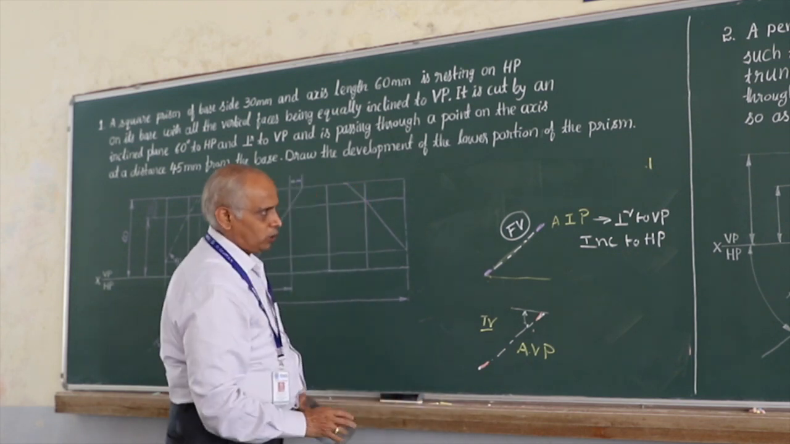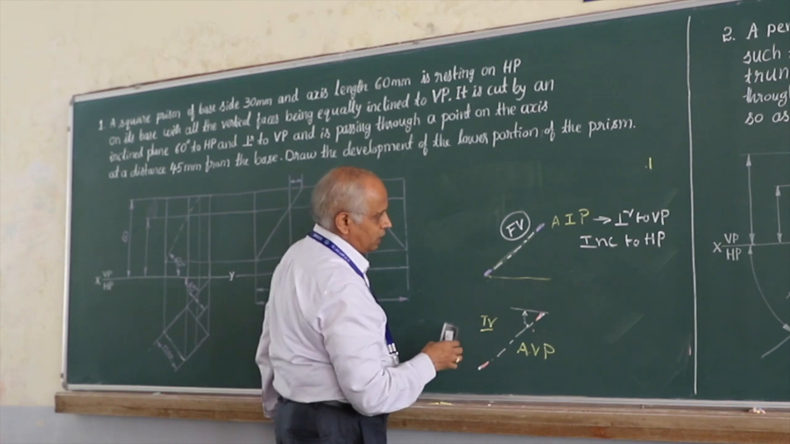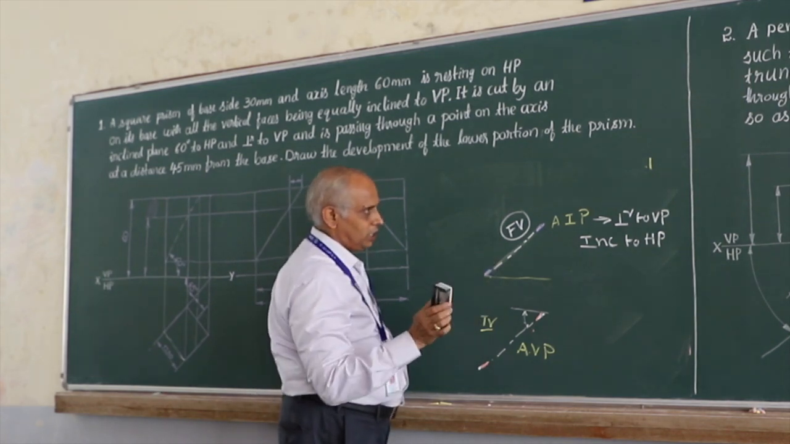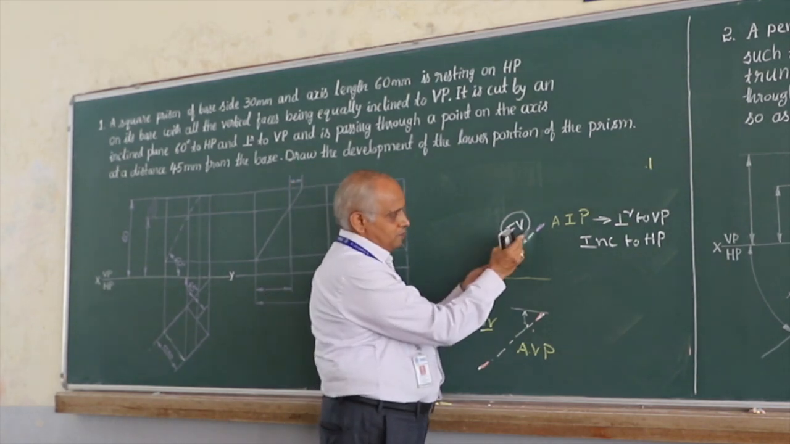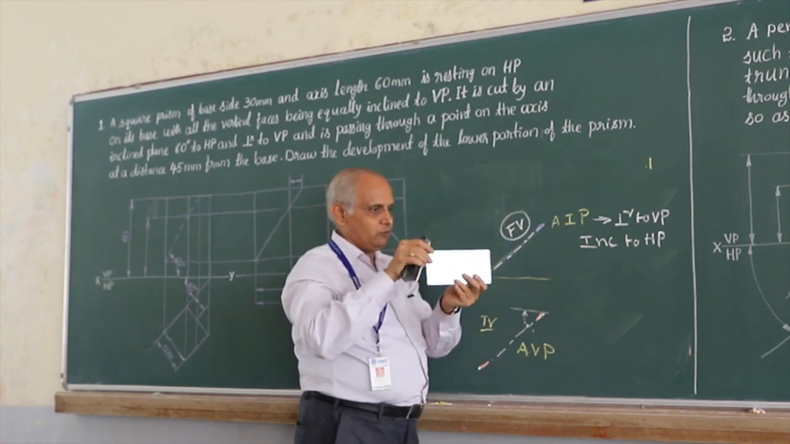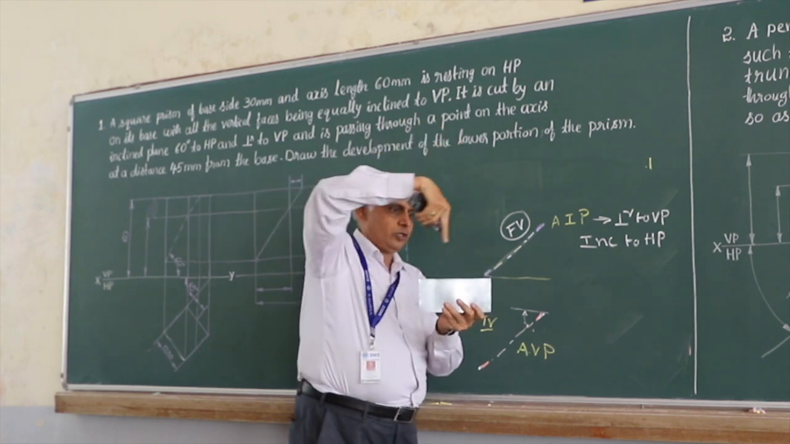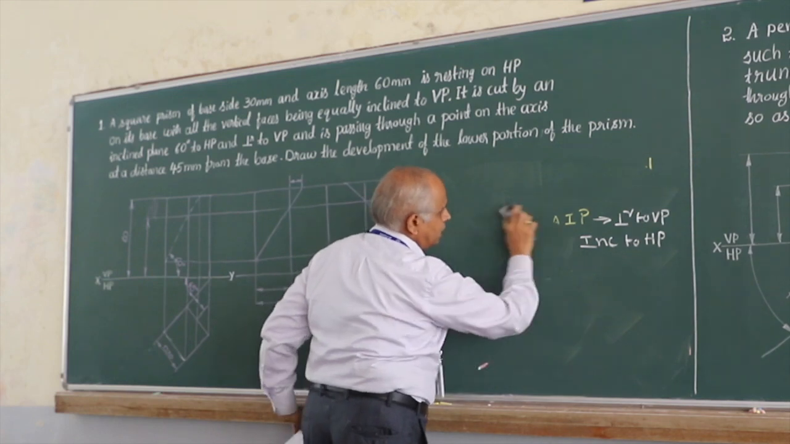Most of the problems that we are going to look at are problems of an object cut with the help of an auxiliary inclined plane. Whenever it says that a section plane is perpendicular to VP, remember you have to draw the section plane on VP with the required inclination to HP. If the section plane is inclined to VP, then you will be given the inclination with respect to VP, and on HP you have to draw the section plane. That's the second point that you need to understand.